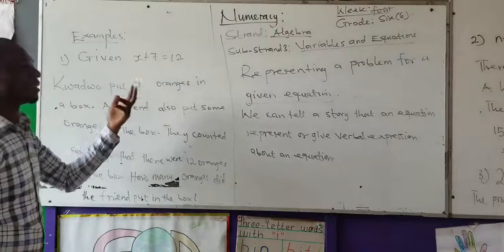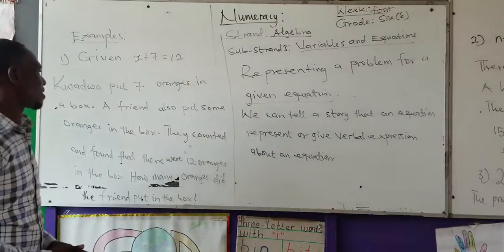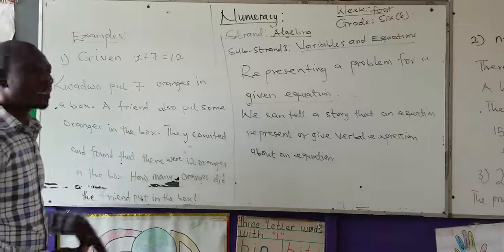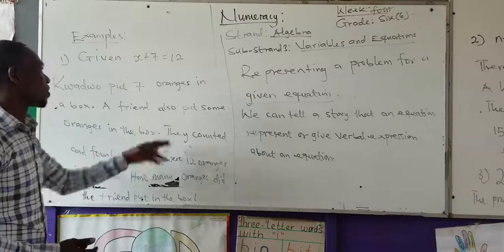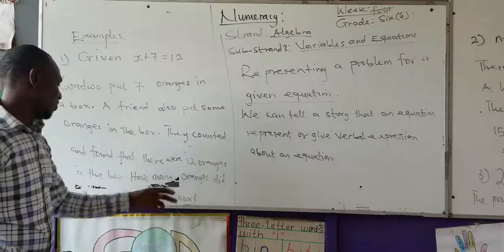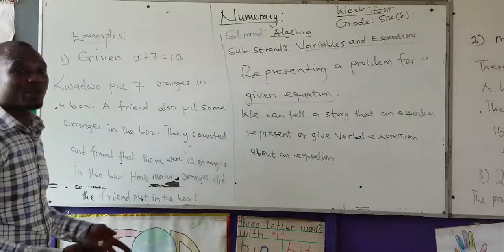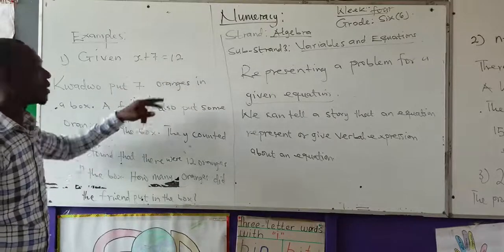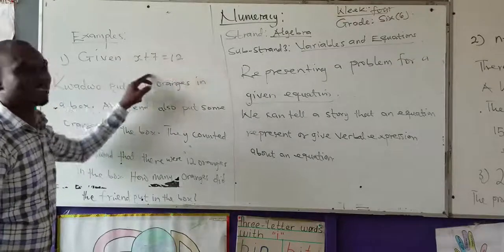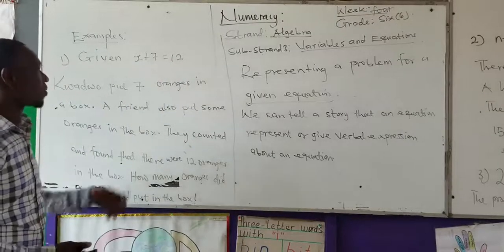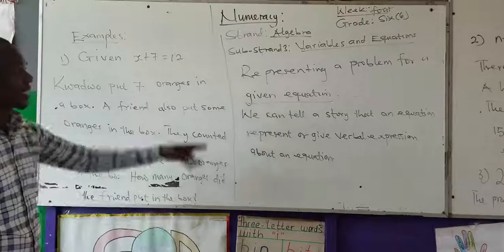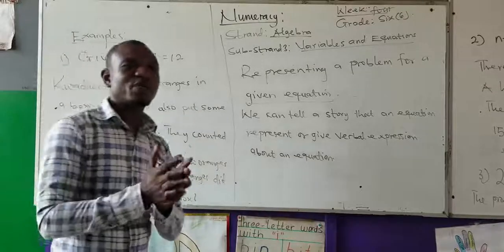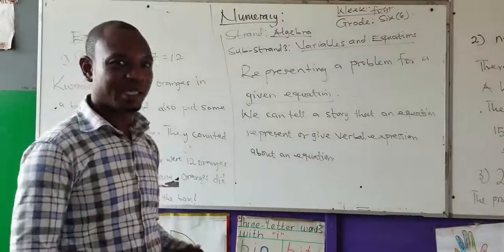Abena kept 7 pencils in a box, and her friend also kept some pencils in that same box. They counted the pencils and found that there were 12 pencils. How many pencils did the friend keep in the box? So you realize that the story that I just told you is about this equation. That is how we are supposed to do today, representing a problem for a given equation. So they give you the equation, you have to make a story for that equation. I hope you are getting it.